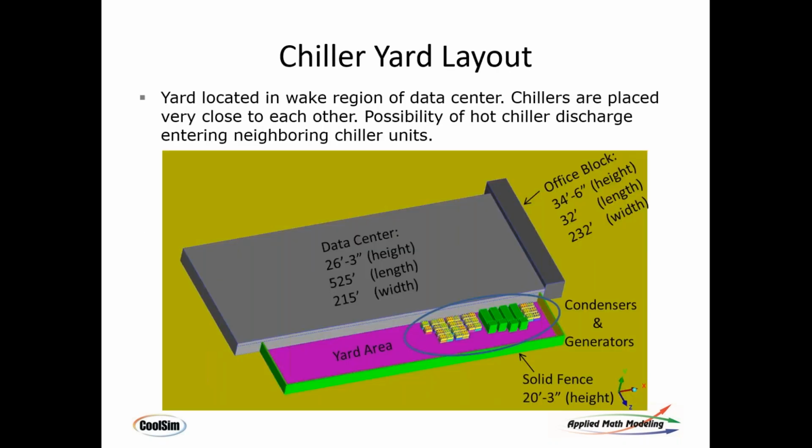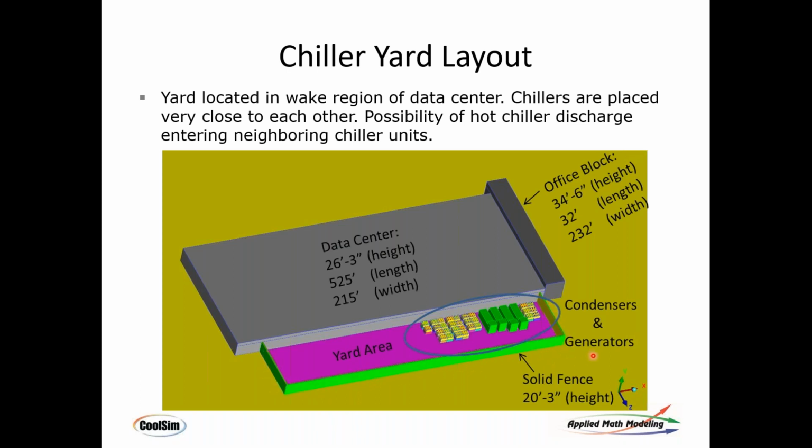This is a chiller yard. That's what it's referred to. Chiller yard is just a place with a bunch of heat exchangers. You see them here in this image. You also see diesel generators next to it. And over here, of course, you see a solid fence. Now, this happens a lot where you're trying to make the facility aesthetically pleasing. So the way that is often done is let's hide it.